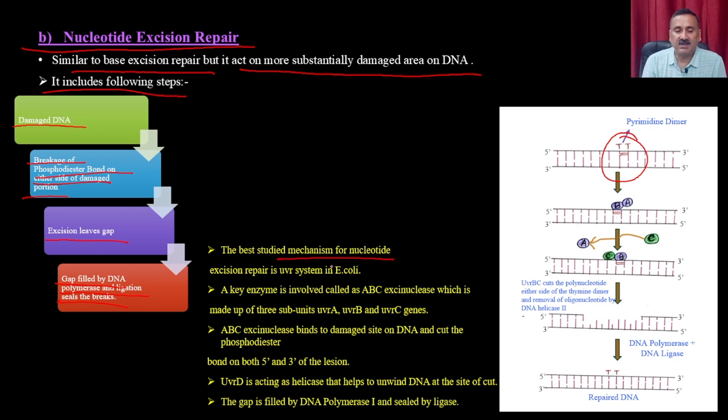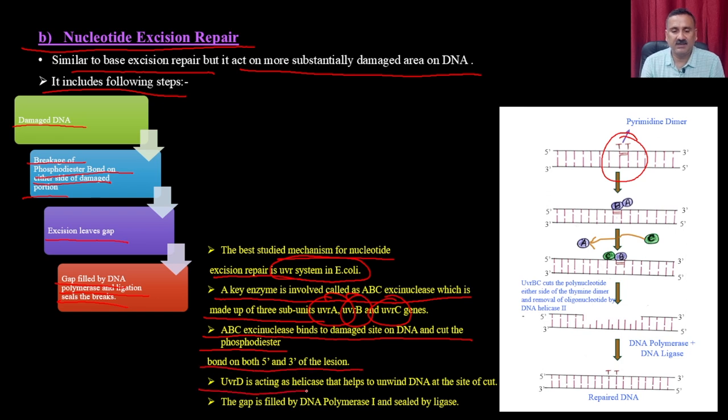The best studied mechanism for DNA repair is the UVR system in E. coli. A key enzyme involved is called ABC exonuclease, which is made up of three subunits, the UVRA, UVRB and UVRC genes. The ABC exonuclease binds to the damaged site on the DNA and cuts the phosphodiester bond on both the 5' and 3' sides. UVRD acts as a helicase and helps to unwind the DNA at the site of the cut. The gap is filled by DNA polymerase I and sealed by ligase.